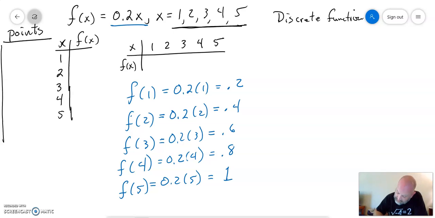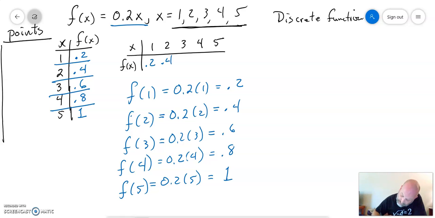I know if x is 1, f of x is 0.2. If x is 2, it's 0.4. If x is 3, it's 0.6. If x is 4, it's 0.8. And if x is 5, it's 1. And then each one of these, I'll write them in here also. If I was writing it over here, this would be the organization.